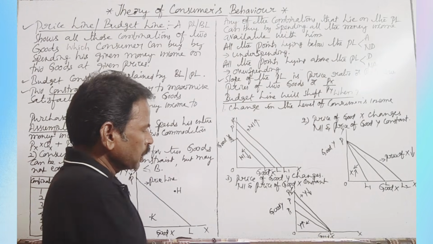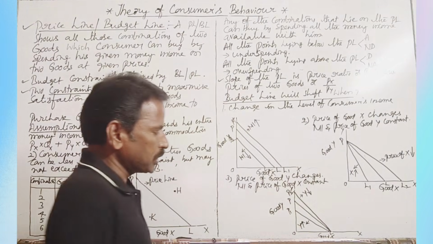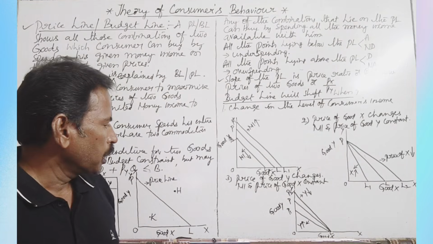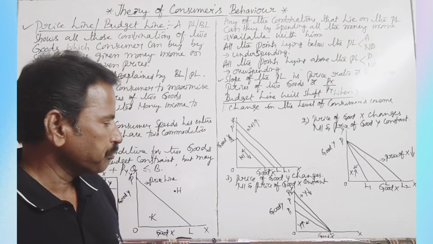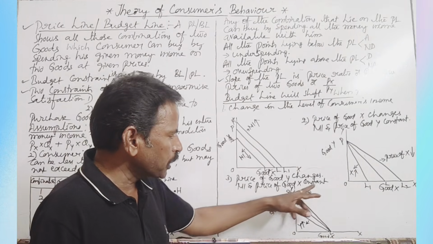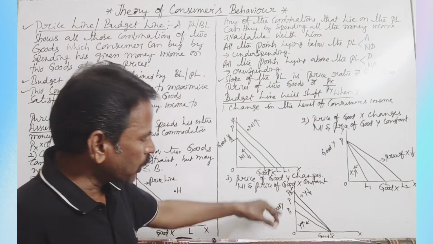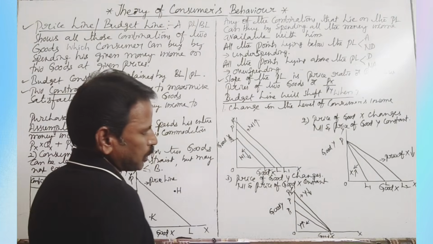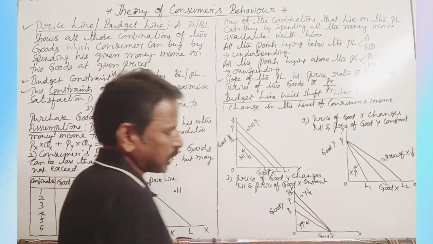Third one, price of good Y changes. Money income and price of good X constant. Price of good Y changes. Money income and price of good X constant. So draw an L shape, mark YOX. Good Y is measured on the Y axis, good X is measured on the X axis.